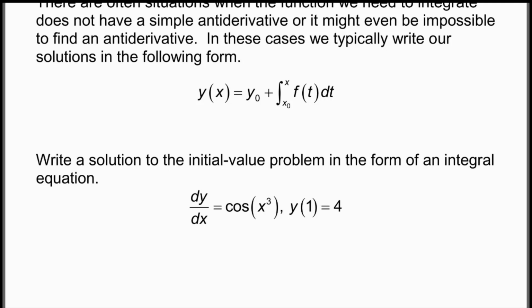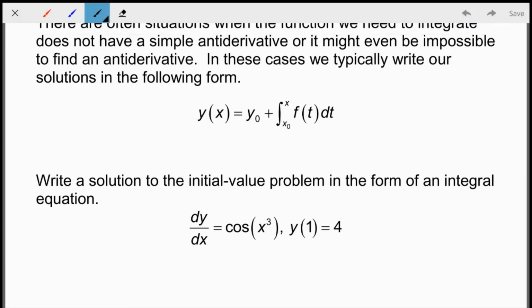and we can't take the antiderivative, what we're going to do is just write the function in terms of an integral. So this one we have dy dx is cosine x cubed, and we know that when x is 1, y has to be 4. So all I'm going to do here is just rewrite my solution here as y is equal to, and remember we're going to do the integral from something to x. We're going to write our function in terms of t. We're going to use that dummy variable as a placeholder.